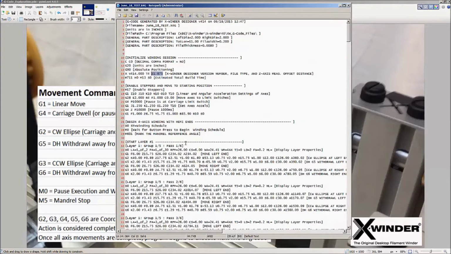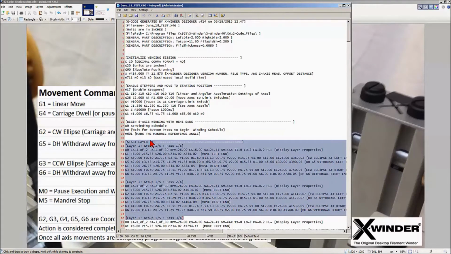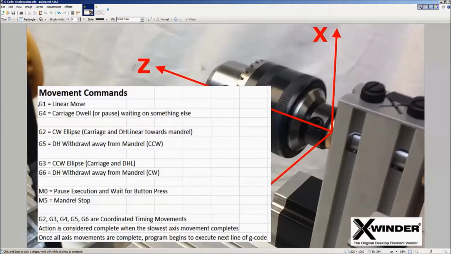We're now going to talk about the movement commands that actually start the mandrel's winding process to begin. And so now we're basically talking about this portion of the file and down. So a G1 is a linear move. It essentially tells the X-Winder to move in X, Y, and Z at some rate. And it is a non-coordinated movement. I'll talk about coordination in a second. So a G2 and a G5 is an elliptical movement of the delivery head, typically at the left end or the far end.